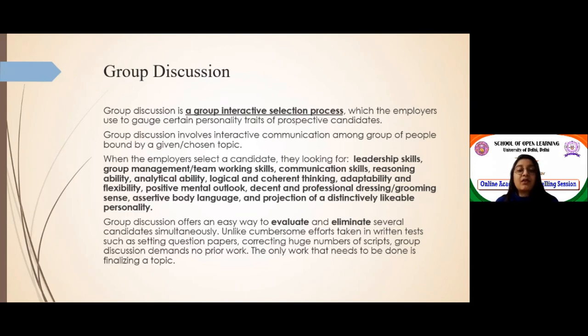Then group discussion offers an easy way to evaluate and eliminate several candidates simultaneously, unlike what we'll see in interviews, where you have to speak to one person at a time.